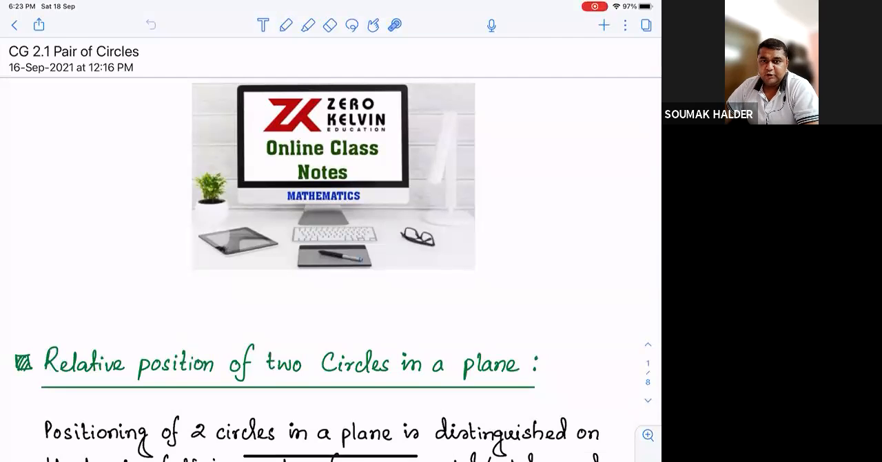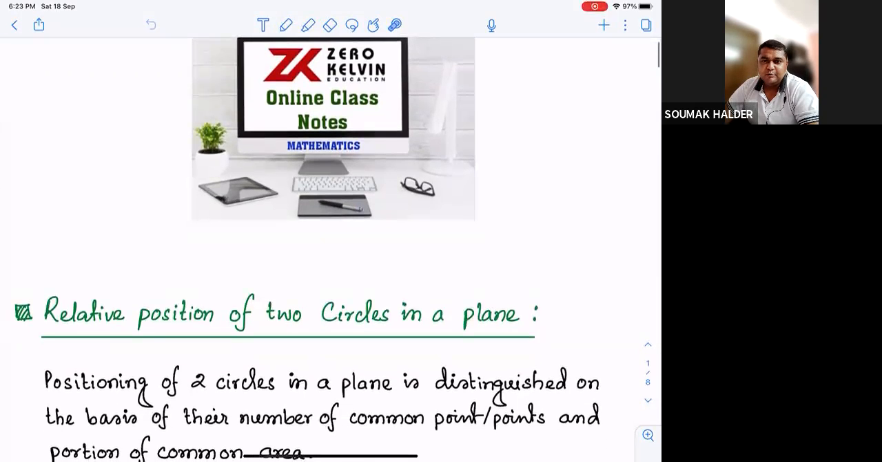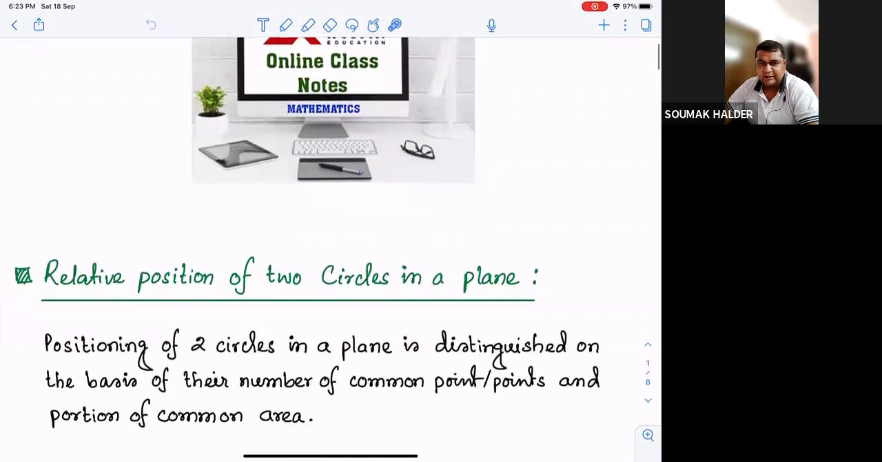So particularly, we have decided to go for identifying positioning of two circles in a plane. And over here, positioning of two circles in a plane means we are considering two circles visually distinguishable. So we cannot think of two circles coinciding with each other, because in that case, it will not be visually distinguishable. And to perform this job, we have based over certain criteria.